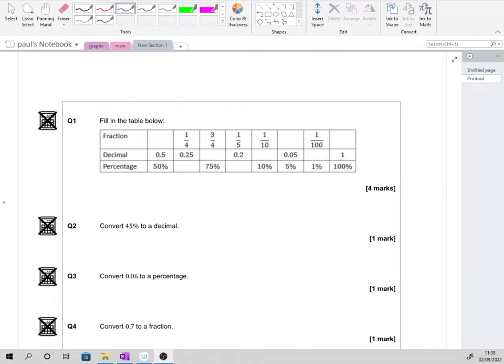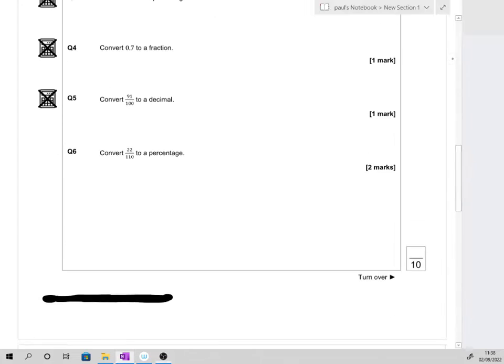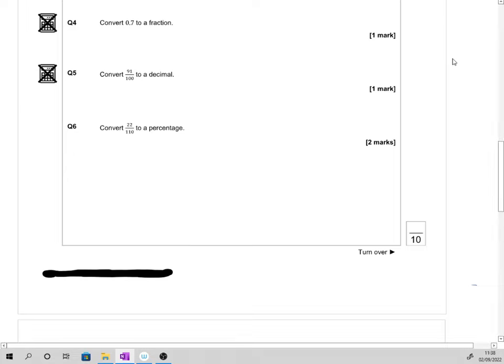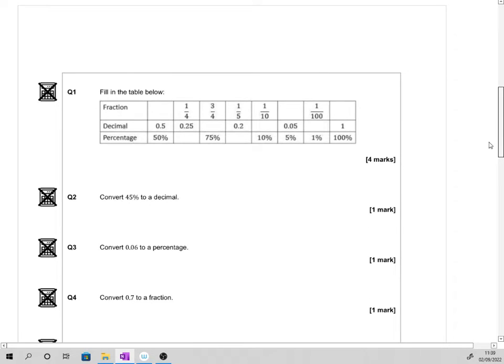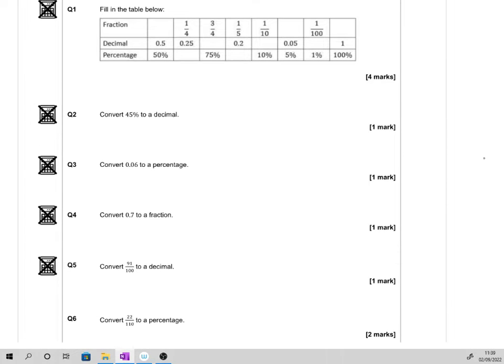Right, here we've got one on fractions, decimals and percentages all together. So again, let's make it a bit bigger for you. Pause the screen, write them all down, have a go, see what you get. What colour are we? Blue. Right, so fill in the table below.